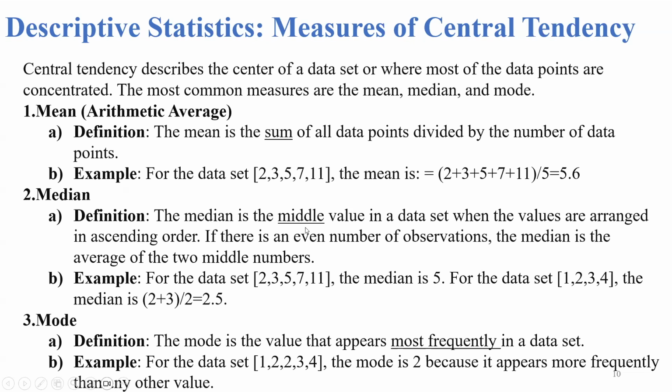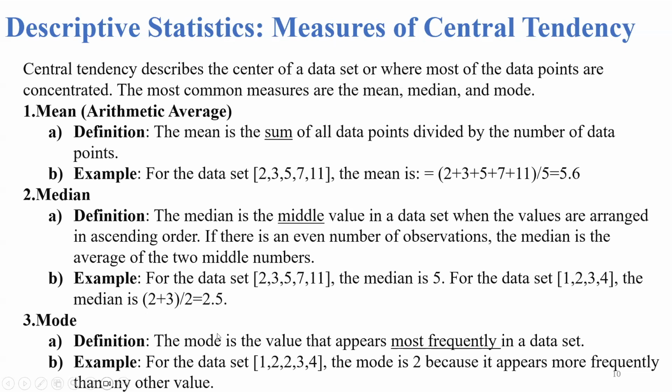So the median can be considered as the middle value of the data set. If you have 2, 3, 5, 7, 11, the middle value is 5, so the median is 5. But what if we have an even number of elements? In that case, you take the one ahead and the one back of the middle, and then take an average of those. That will be the median value.